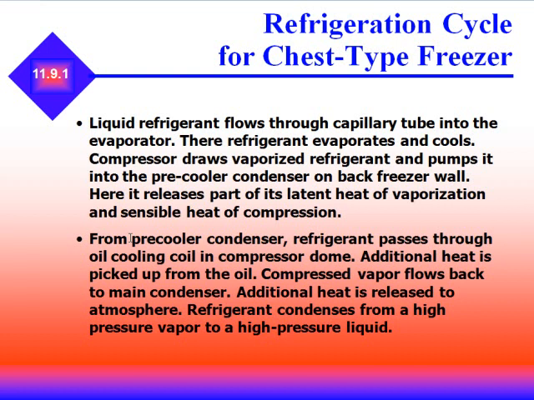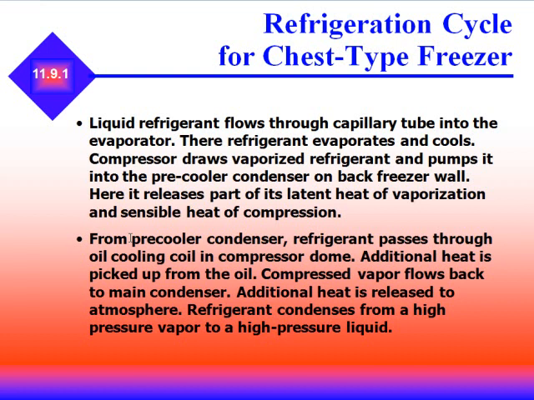The refrigeration cycle for a chest-type freezer is actually a little bit simpler. Low pressure liquid refrigerant flows through a cap tube into the evaporator. This refrigerant evaporates and cools. The compressor draws the vaporized refrigerant back and pumps it into a pre-cooler condenser at the back freezer wall. It releases part of its latent heat of vaporization and sensible heat of compression. From the pre-cooler condenser, refrigerant passes through an oil cooling coil on the compressor dome. Additional heat is picked up from the coil.